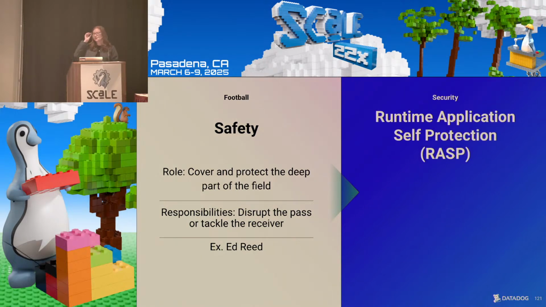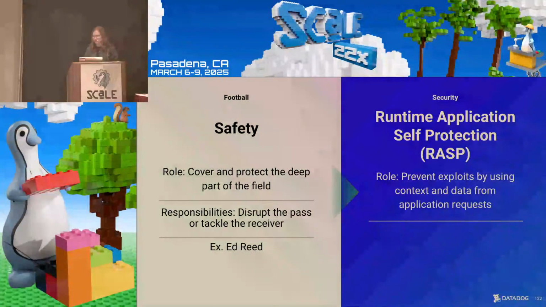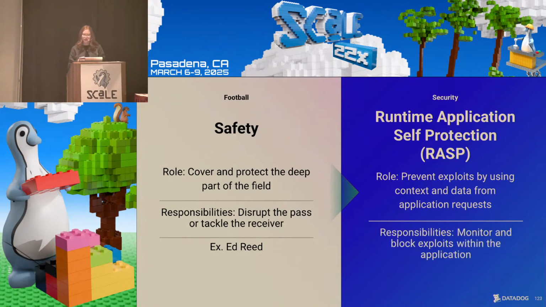So with this, we have our runtime application self-protection. And this is doing something similar as the WAF, but it's within the application. So all the requests go through the server and then hit the RASP. And so it's trying to prevent these exploits, but it has context. So with that, it's trying to monitor and block exploits within the application. So I'll give you a bit about the bad, good, and great that a RASP is.